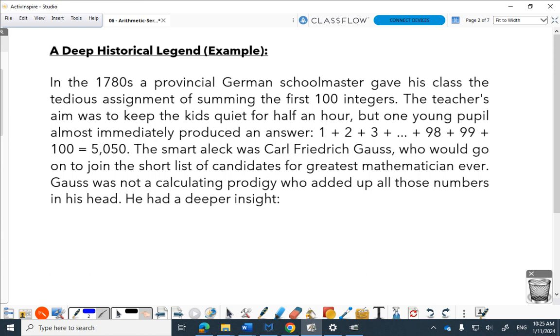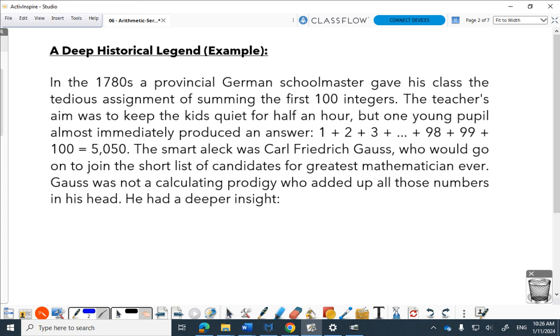But one young pupil stood right up, walked up, and gave the correct answer of 5,050 in a very short period of time. His name, Carl Friedrich Gauss, again, who may be on the list of the greatest mathematicians of all time. And maybe you haven't heard of him, and that's because some of the stuff he did was foundational. That is, it set the stage for the great stuff that came later.